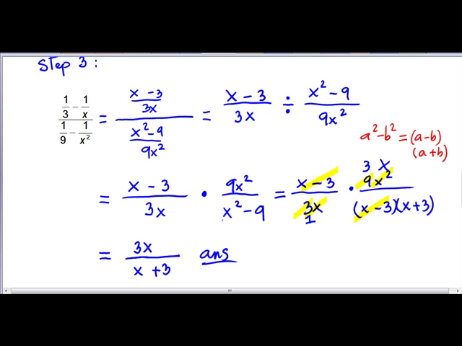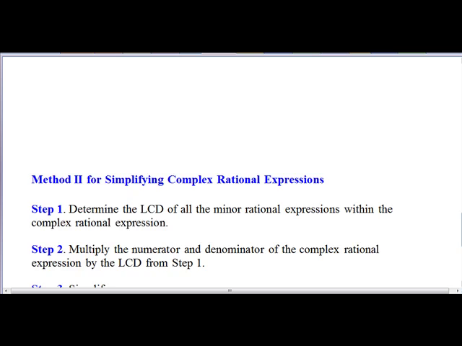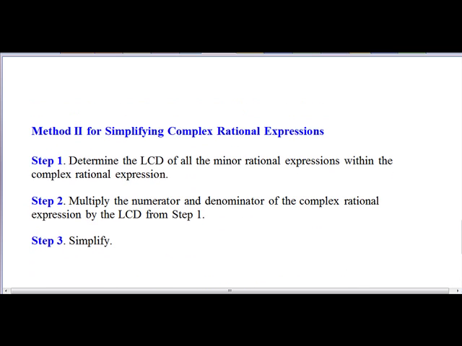So now we're going to look at method number 2. I like method number 2 a lot because I found it easier, less work. So we have 3 steps. First step is determine the LCD of all minor rational expressions within a complex rational expression. And then we multiply the numerator and denominator of the complex rational expression by the LCD from step 1. Then step 3, we simplify.